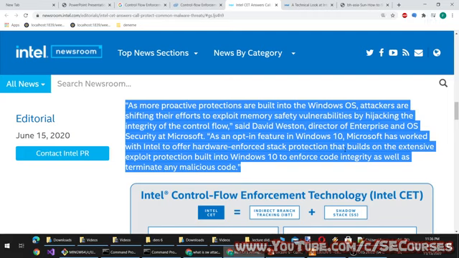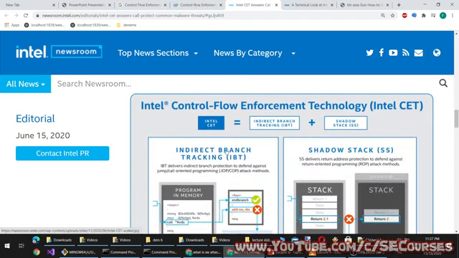As more proactive protections are built into the Windows OS, attackers are shifting their efforts to exploit memory safety vulnerabilities by hijacking the integrity of the control flow, said David Weston, Director of Enterprise and OS Security at Microsoft. As an opt-in feature in Windows 10, Microsoft has worked with Intel to offer hardware-enforced stack protection that builds on the extensive exploit protection built into Windows 10 to enforce code integrity as well as terminate any malicious code.